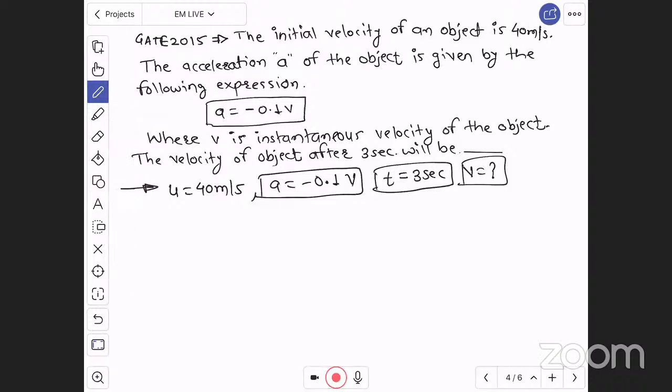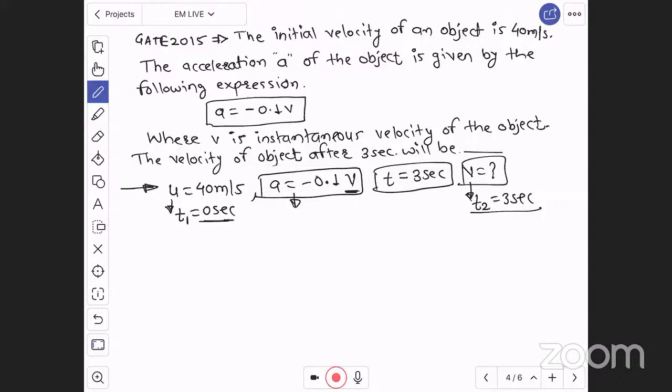Now see, here in this question, initial velocity is given. Initial velocity means initially time t1 is equal to 0 seconds. And the question is to find the final velocity when time t2 is equal to 3 seconds. This is the question, and the acceleration equation is given, which is a function of velocity.